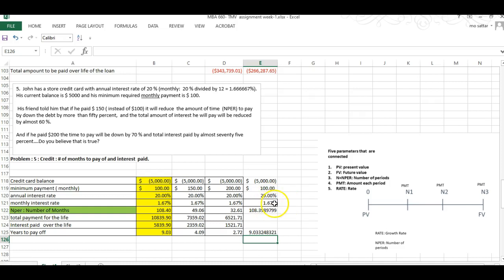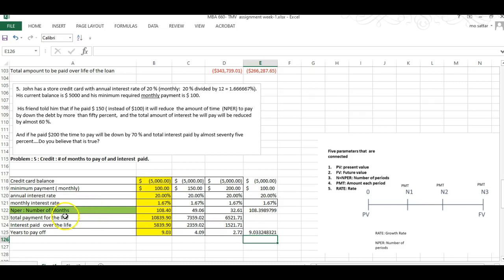So the monthly rate is 1.667, which is 20% divided by 12. And we calculate the number of periods using the Excel formula. It's 108 months. Over here, if I want to look at a number of years, I divide the number of months by 12, I get that. So you can see that he is paying quite a bit of money for a long time.